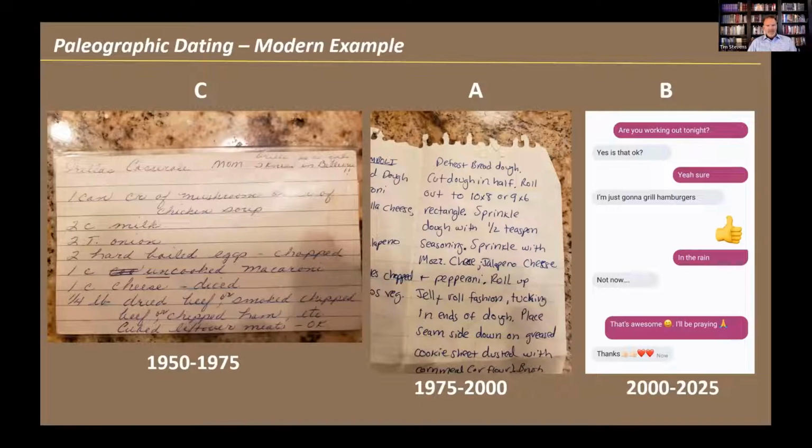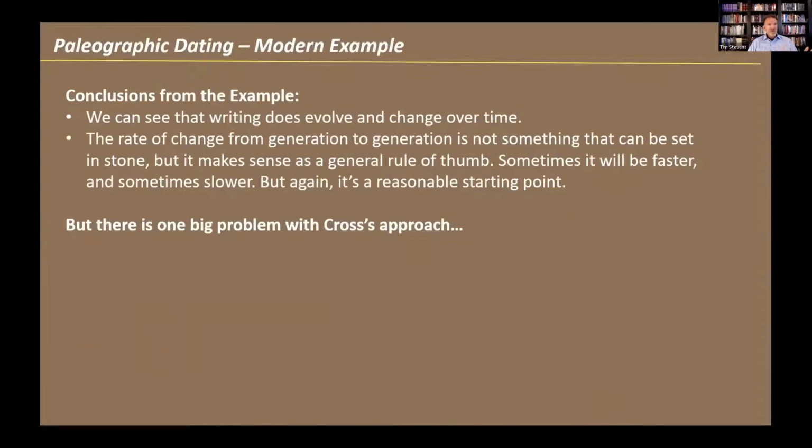So now, what can we conclude from this? We can see that writing does evolve and change over time. The rate of change from generation to generation is not something that can be set in stone, but it makes sense as a general rule of thumb. Sometimes it'll be faster, sometimes it'll be slower. But again, it's a reasonable starting point.